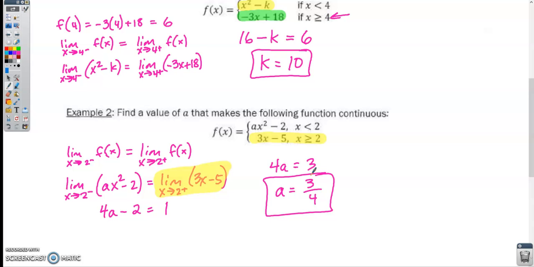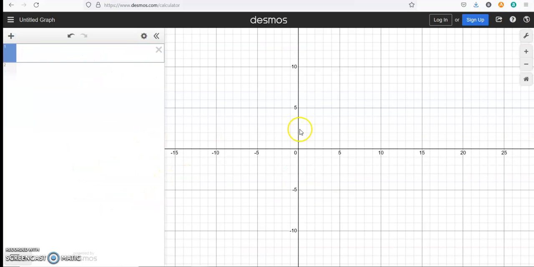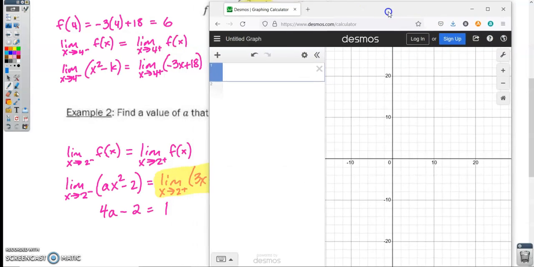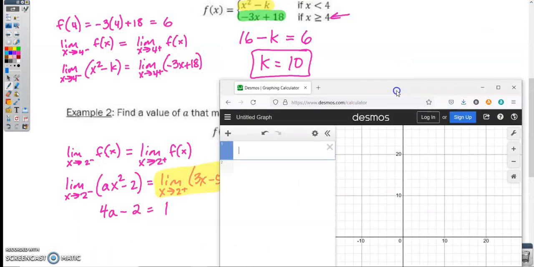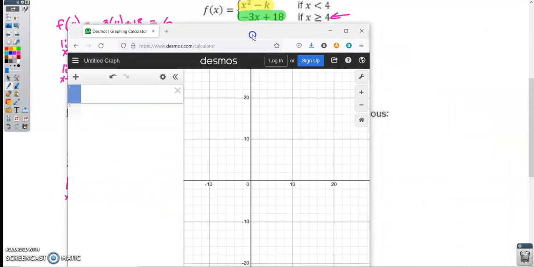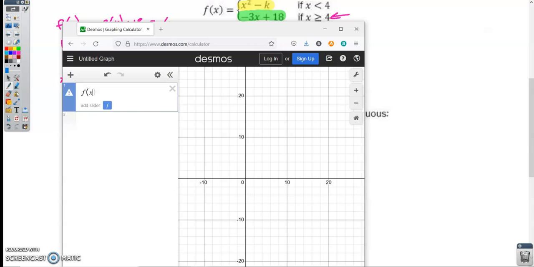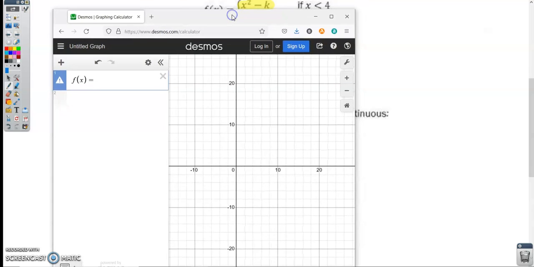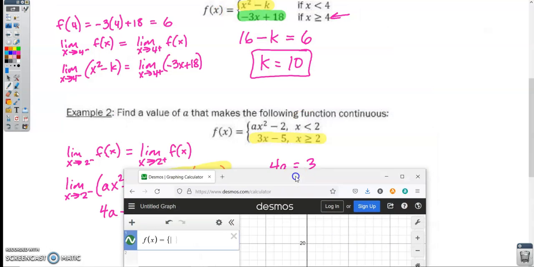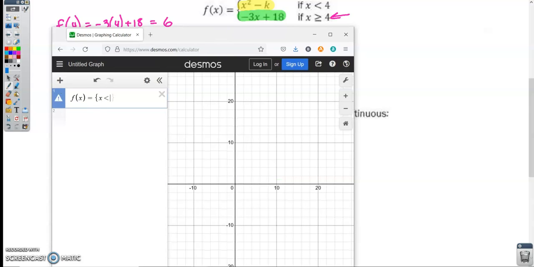I guess I could really talk quickly about this piecewise function and the graph of it. We're talking about f of x for x less than 2, f of x equals, and I need my braces. For x less than 2, right? Yeah, x is less than 2.